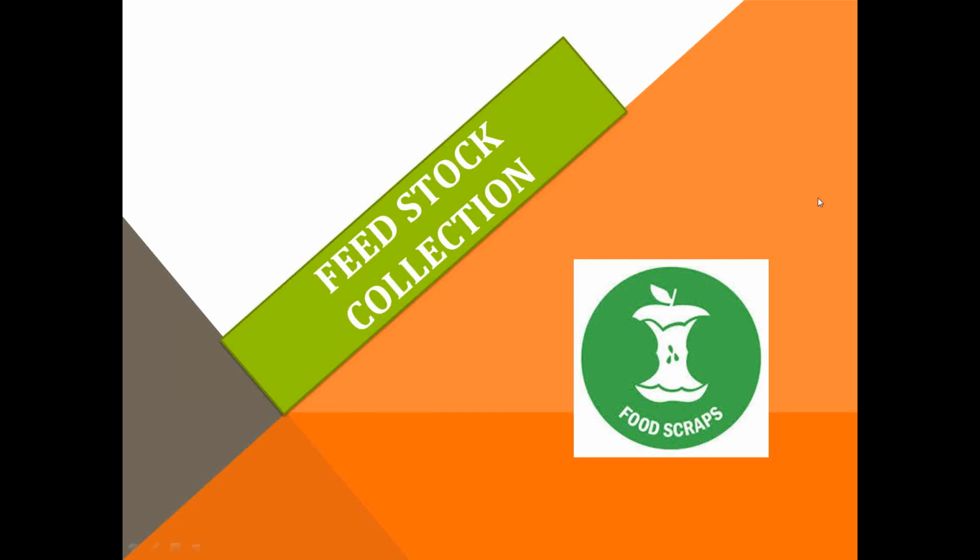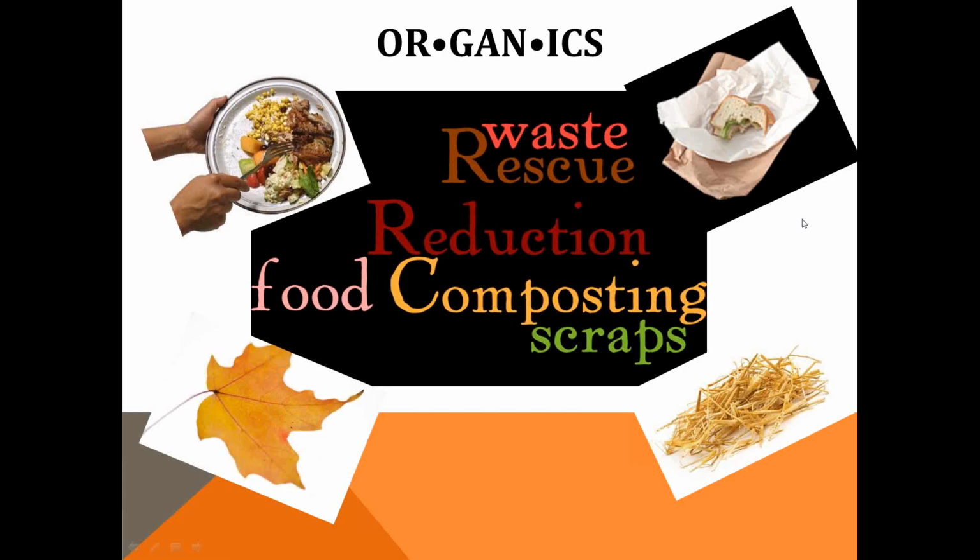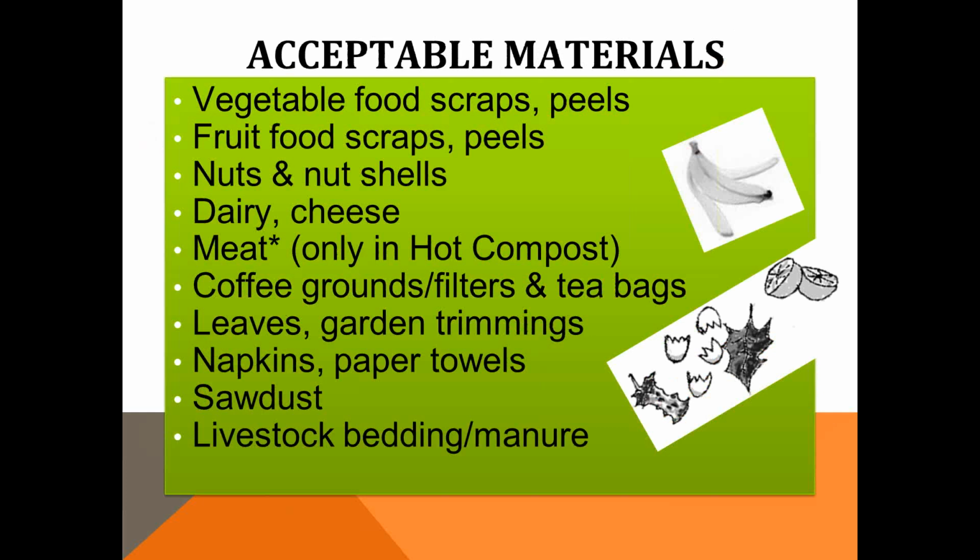Okay, so getting started on feedstock collection. We're talking about all organics here, but all organics are not what it's going to be in your compost pile. So basically, an organic is anything that was once living, whether it was a tree or your sandwich or leaves, straw, etc. So for acceptable materials for your composting system, you want to take a look at what your system is, and we'll be going over this.